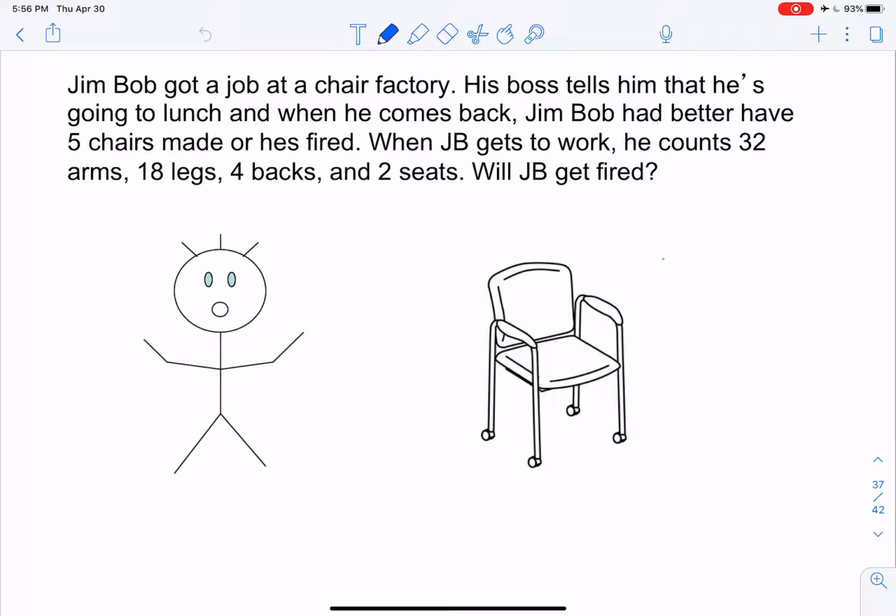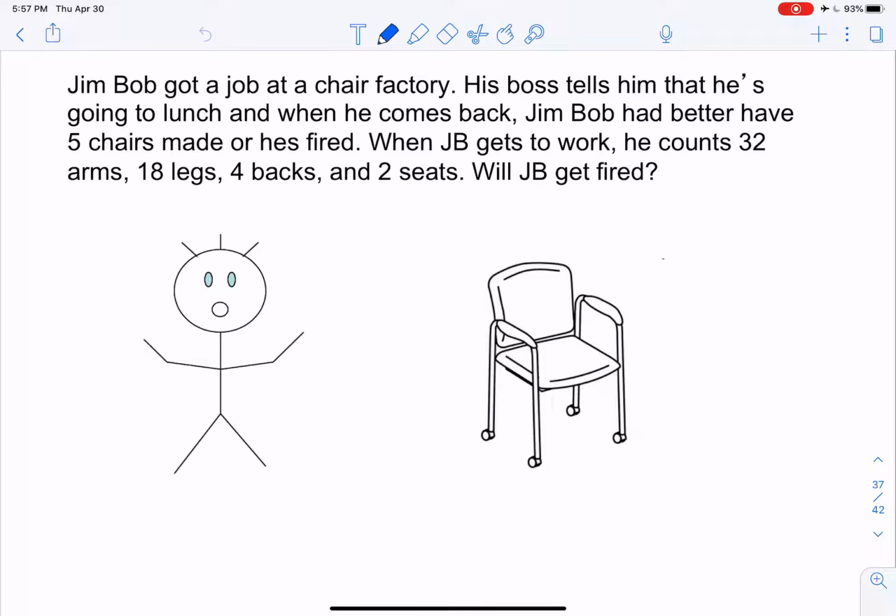So Jim Bob gets a job at a chair factory and his boss tells him, I'm going to lunch and when I come back you better have made 5 chairs or you're fired. And Jim Bob happily gets to work, and when he does, he sees that he has 32 arms, 18 legs, 4 backs, and 2 seats. And he stands there with a confused look and says, I guess I'm going to get fired. And the reason is why?